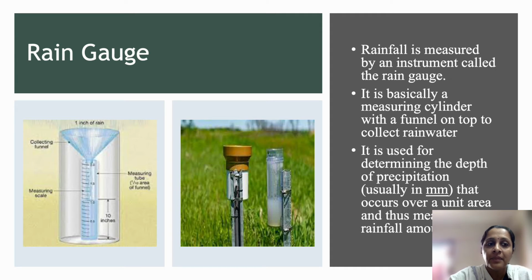Now here, due to the funnel, the rainwater is collected in the beaker and the depth of the precipitation is measured over a unit area, and this is how we know that in this particular area this many millimeters of rain have fallen.